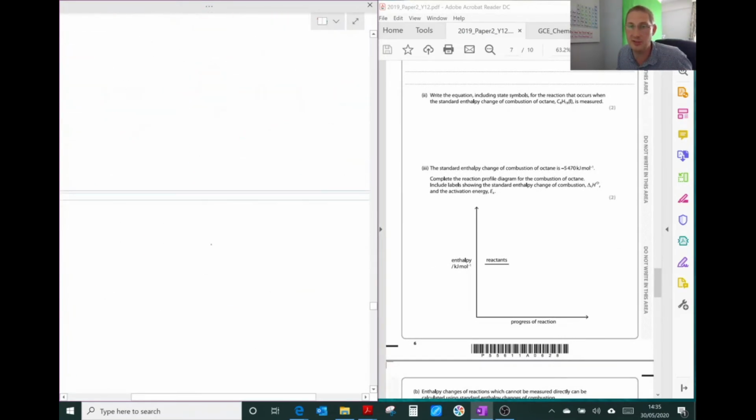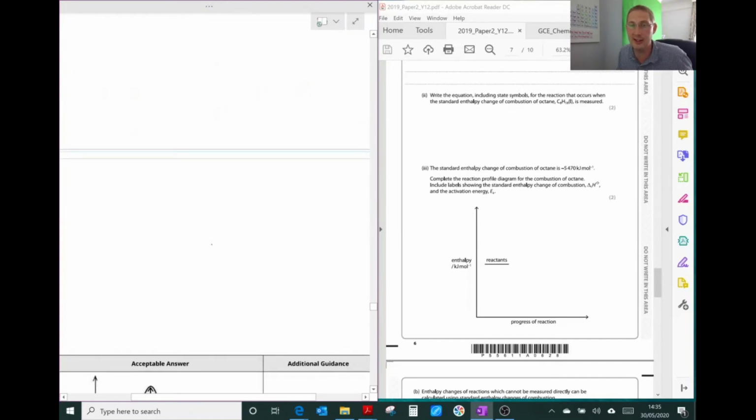Complete the reaction profile diagram for the combustion of octane. Include labels showing the standard enthalpy change of combustion and the activation energy. Okay, so what do you need to do? Well, firstly, it's exothermic. So therefore, your product must be lower in energy. We're asked to put in the activation energy, so that is from the reactants up to the top. Be careful with these arrows, don't be slapdash.